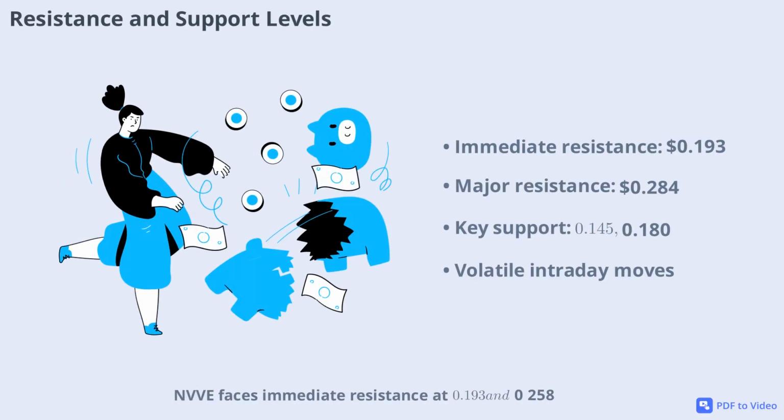NVVE faces immediate resistance at 0.193 and 0.258, with major resistance at 0.284. Key support levels are 0.145 and the 52-week low at 0.18. The proximity to the lower Bollinger Band suggests potential for stabilization, while the distance to the upper band indicates significant overhead supply. Intraday movement is expected to be volatile, with sharp reversals possible.